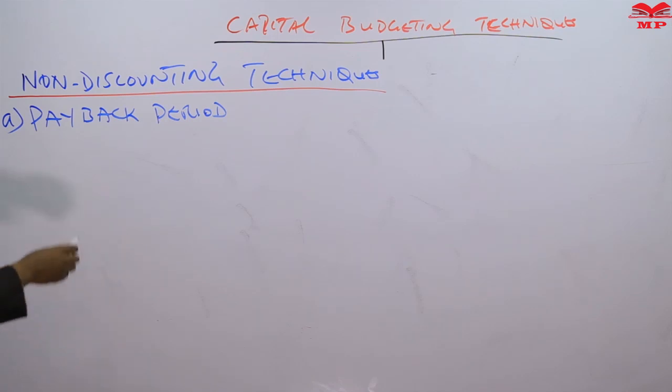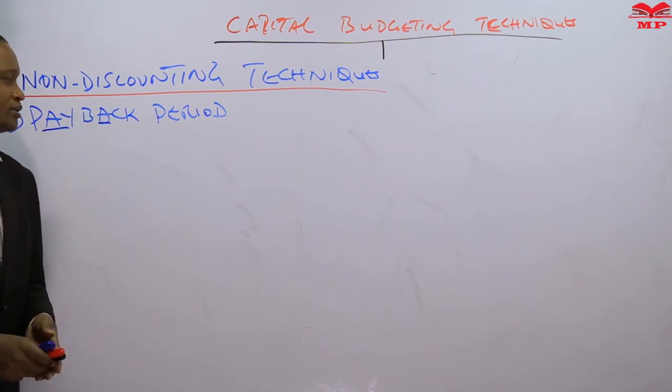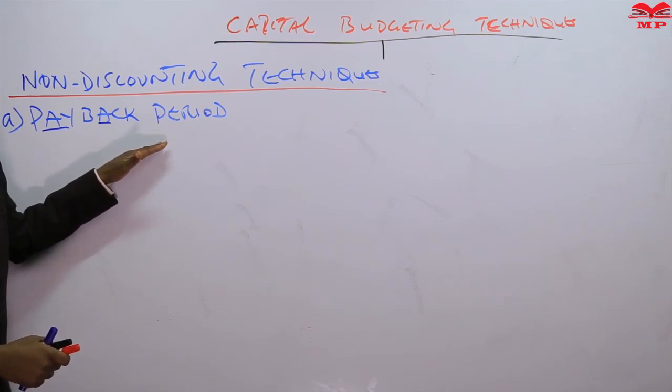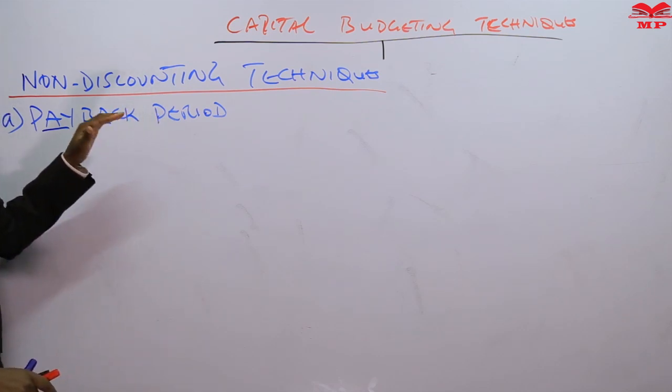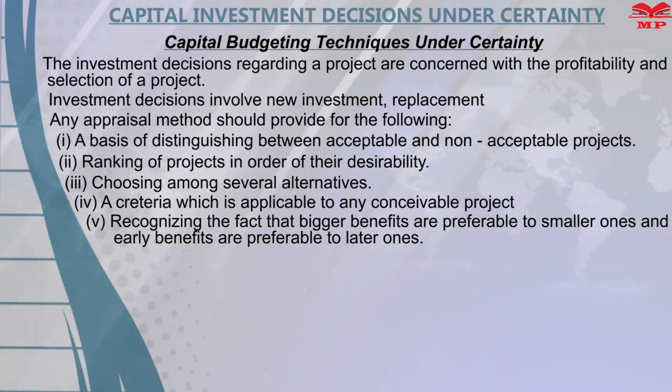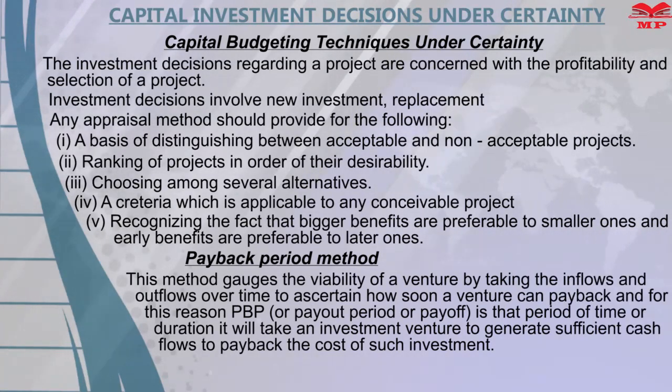Payback period, and the name suggests, you can even guess. So how do you evaluate projects? This is the question we want now to answer. How do you evaluate projects using the payback period? This method gauges the viability of a venture by taking the inflows and outflows over time to ascertain how soon a venture can pay back.